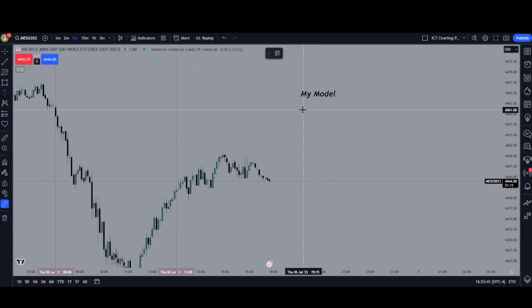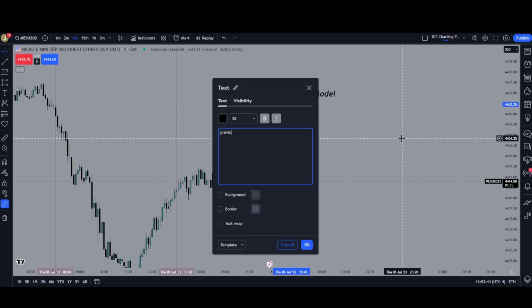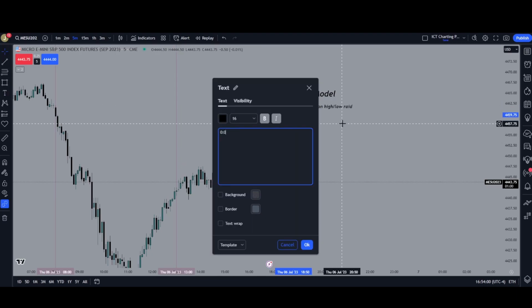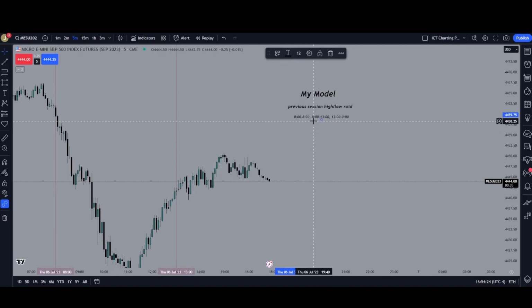So the first thing we're going to look for is a previous session high or low raid. And the session times that I use, and this is all UTC-4, are 0 to 8 a.m. New York, 8 a.m. to 1300 New York, and 1300 to 00. So a little side note there.